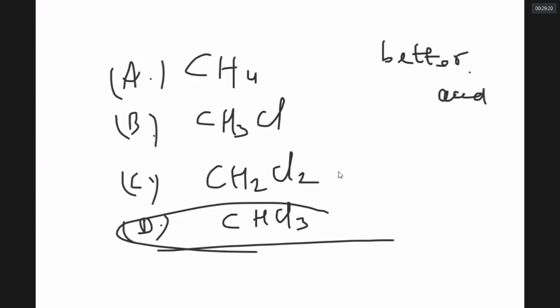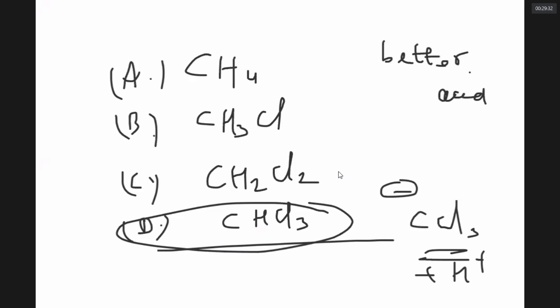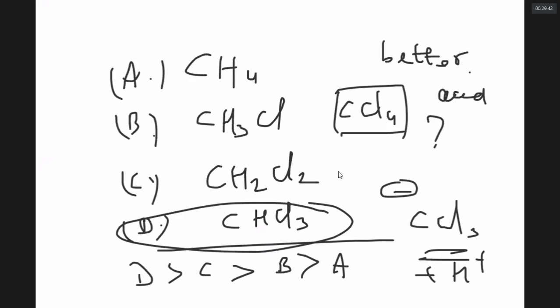Obviously, CHCl3 is a better acid because the negative charge is lowered by the electron withdrawing Cls, which are three in number. So D is a better acid than C, C is better than B, B is better than A. Can CCl4 be acidic? The answer is no. Why no? An acid is one which can give H plus. It has no H plus to give. So CCl4 is not acidic, even though it has more Cls. Be careful.